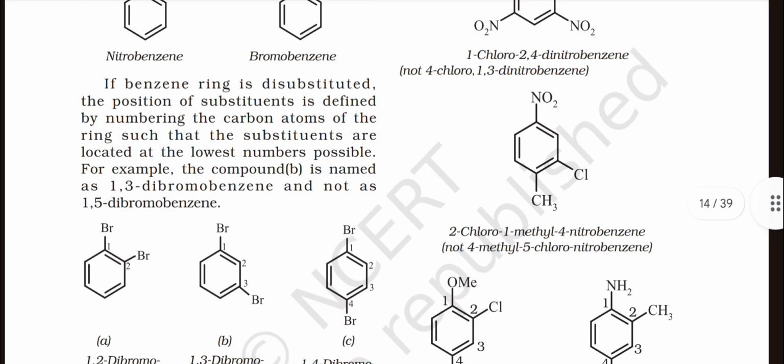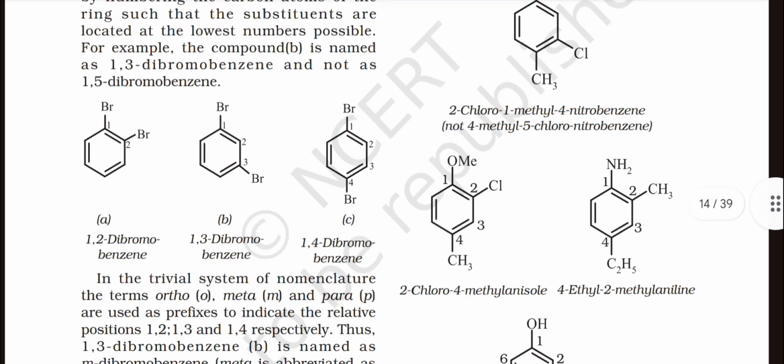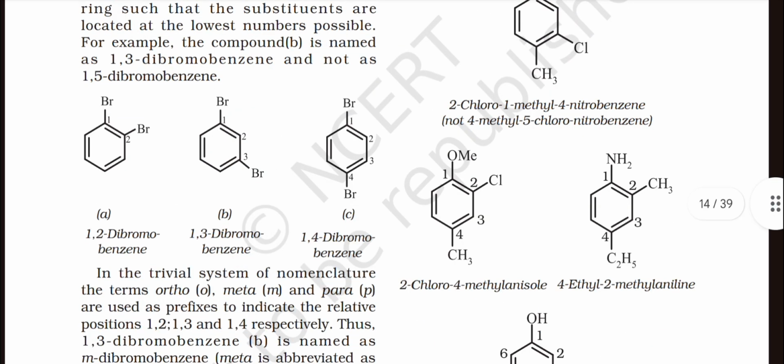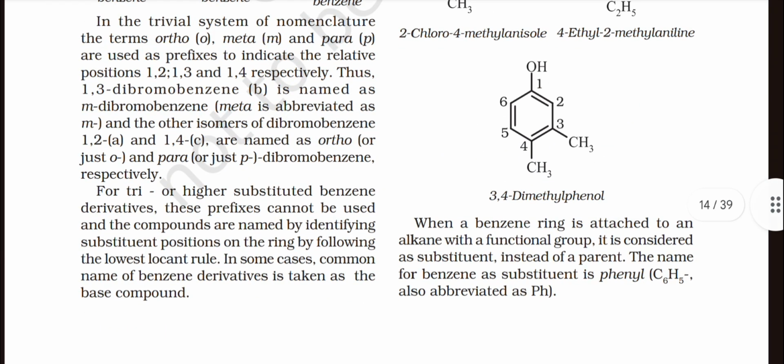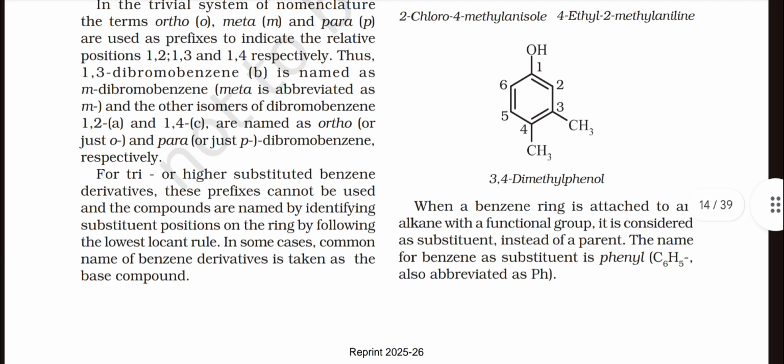1-chloro-2,4-dinitrobenzene, 2-chloro-1-methyl-4-nitrobenzene, 2-chloro-4-methylanisole, 4-ethyl-2-methylaniline, 3,4-dimethylphenol. When a benzene ring is attached to an alkane with a functional group, it is considered as a substituent instead of a parent. The name for benzene as a substituent is phenyl, C6H5, also abbreviated as Ph.